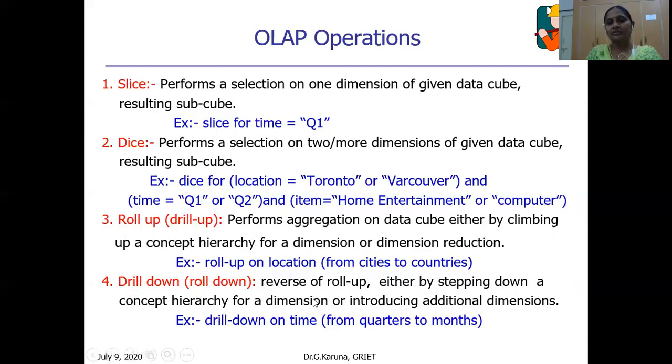Coming to the drill down, it is the reverse of the roll up, either by stepping down the concept hierarchy or by introducing additional dimensions. So, stepping down the concept hierarchy. Consider this example, drill down on time. Time is our dimension, and the example is given as Q1, Q2, Q3, Q4. Now from quarters to months, I would like to take January, February, March. So for every quarter, I'm giving a more elaborated view. This is called drill down.